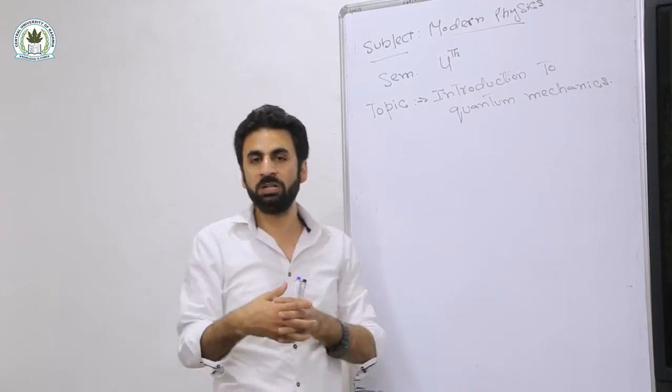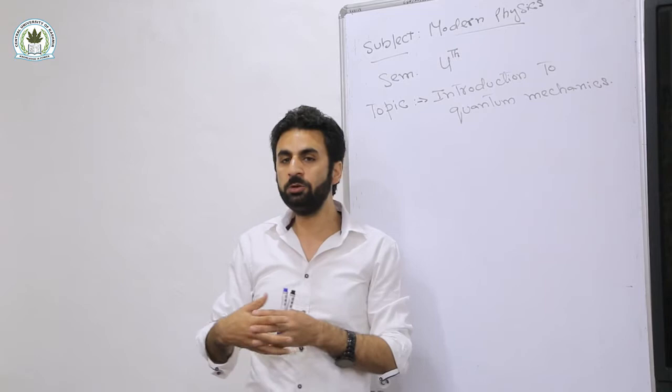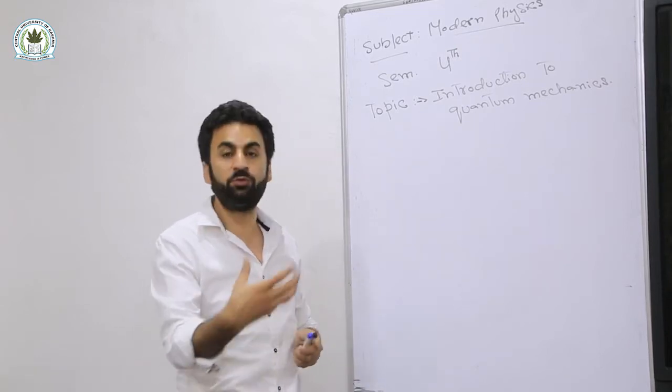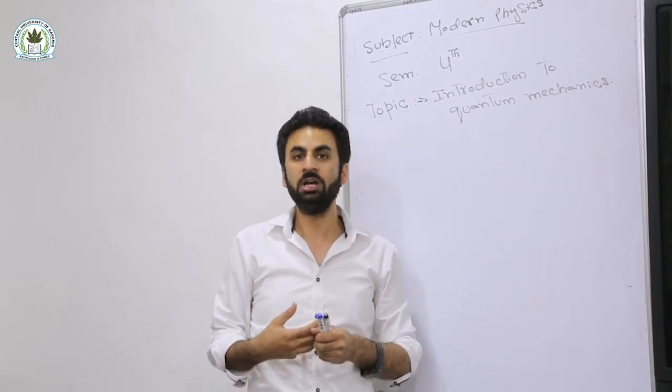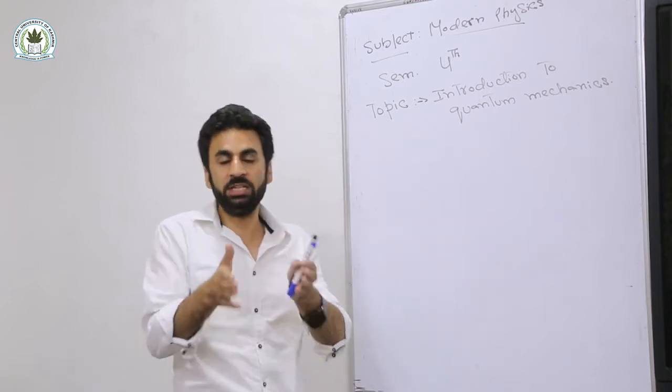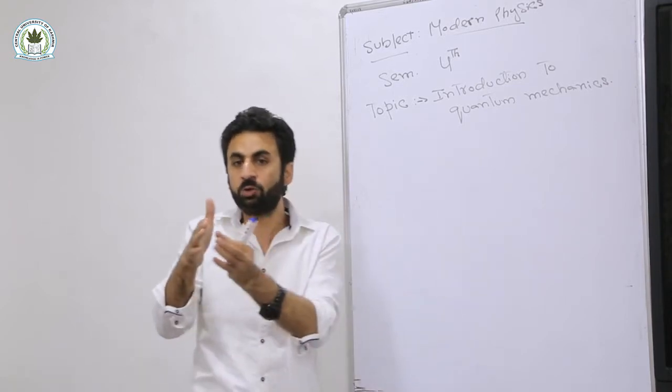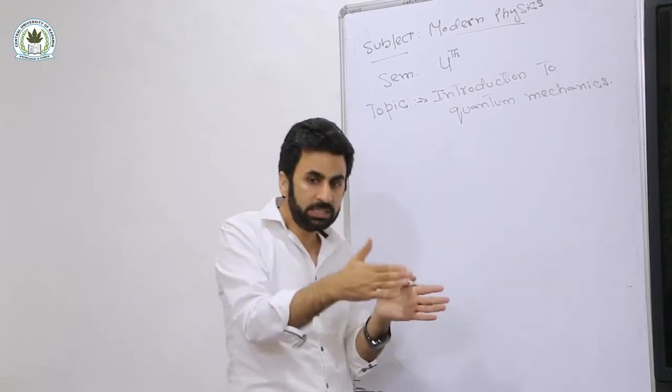Why couldn't Bohr's model be applicable to other atoms? Why couldn't Bohr's model explain the fine structure of the hydrogen atom? Why couldn't Bohr's model convey any information regarding why certain transitions are more probable compared to other transitions?